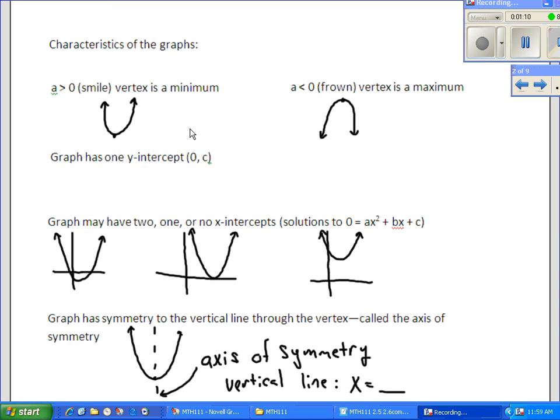Characteristics of the graph: if the a value, the number in front of the x squared, is positive, we get a smile for our parabola. It's a parabola that opens up, and the vertex would be the minimum of the function. If a is less than 0, we get a frowny parabola, and the vertex is the maximum of the function. The graph will always have one y-intercept, and it'll be the constant value of the function. The graph may have two, 1, or no x-intercepts, and we find those by setting the function equal to 0. The graph has symmetry to a vertical line through the vertex. We call this the axis of symmetry. It'll always be x equals the x-coordinate of the vertex.